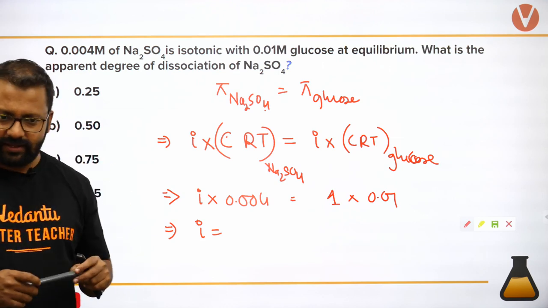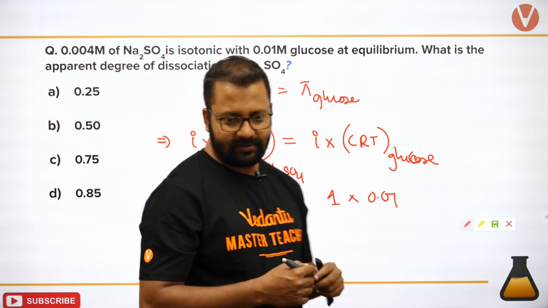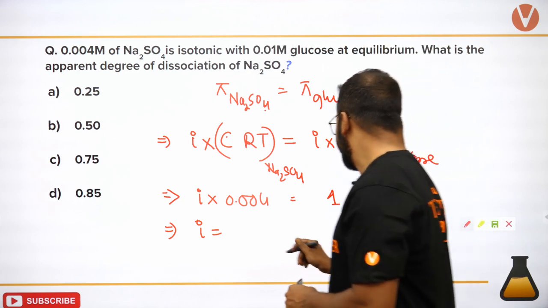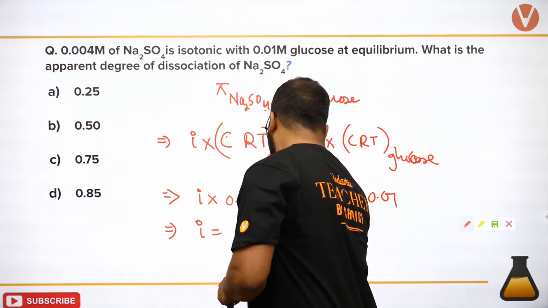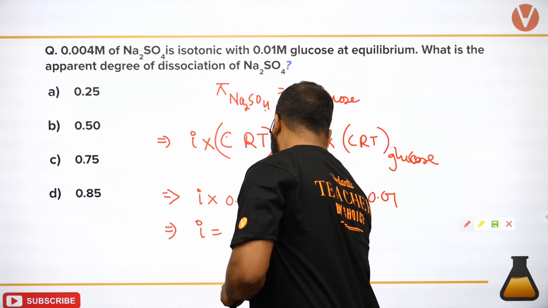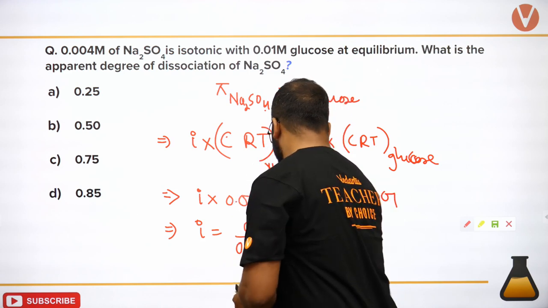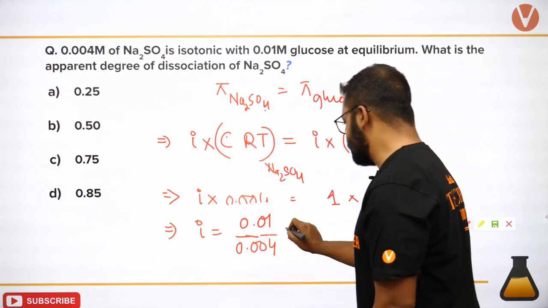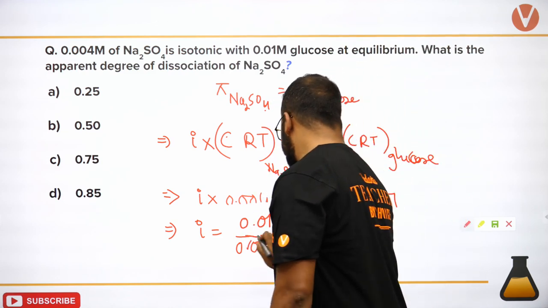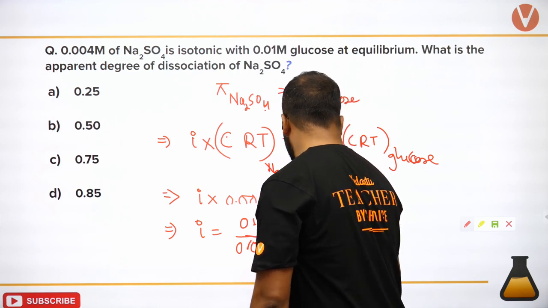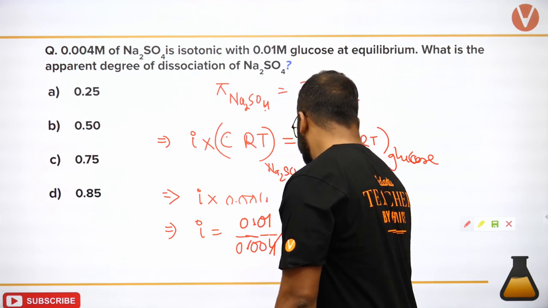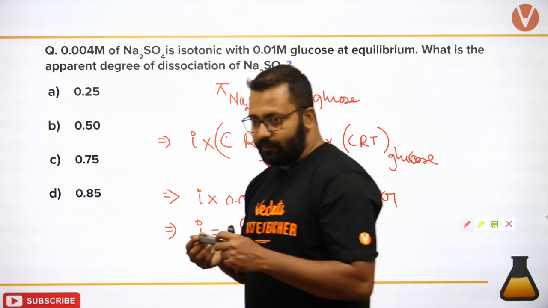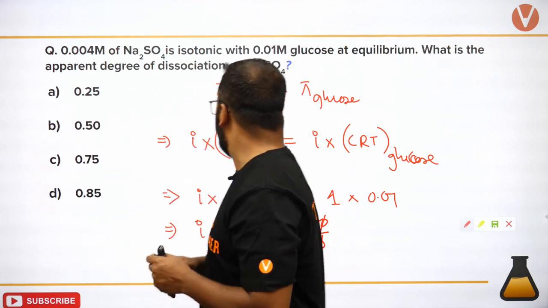So getting the value of i is 2. i is 0.1 upon 0.01 upon this. So I write 1000 over here, I write 100 over here. Isko hata dete hain. So 2.5, i turns out to be 2.5. Okay? i turns out to be 2.5.